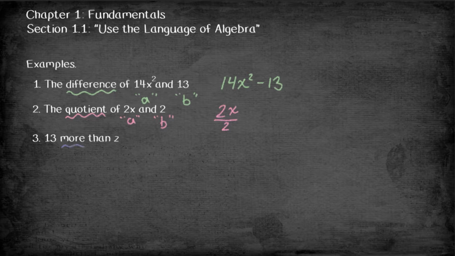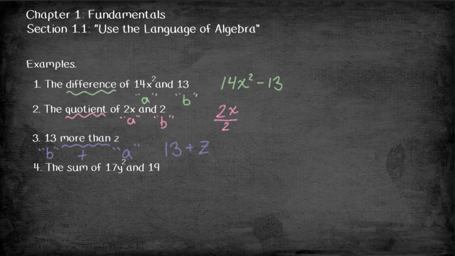13 more than Z. Here, we have the phrase more than, which is supposed to mean addition. And actually, the order doesn't really matter so much here for addition, but technically, if you look back earlier, we have that the first number is playing the part of B, and the second number is playing the part of A. So 13 more than Z would be written as 13 plus z.